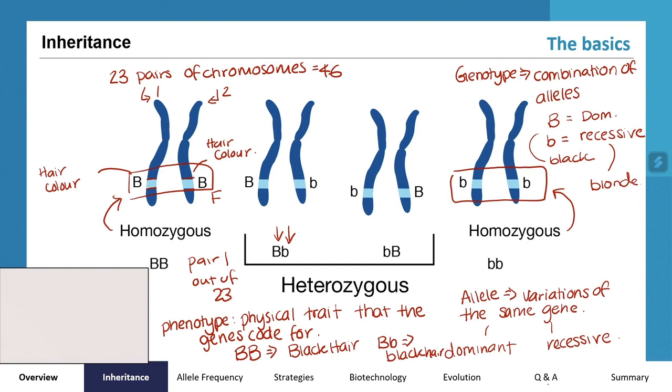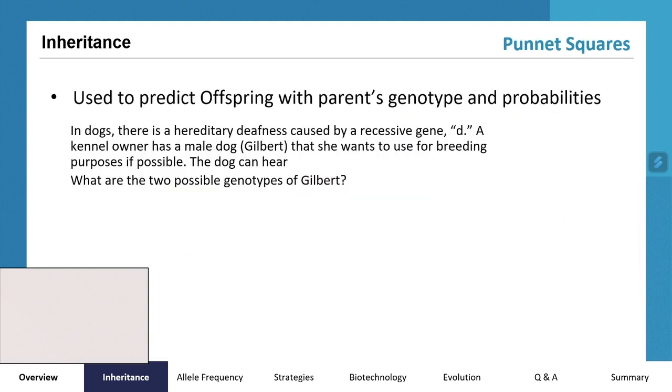And so all of our inheritance patterns that we're going to be looking at deal with how genes are passed on between parents and their offspring. So if I can go to next slide. Punnett squares are going to be your best friend in this case. They are used to predict the offspring with a parent's genotype and their probabilities. So I'll just go through an example question.